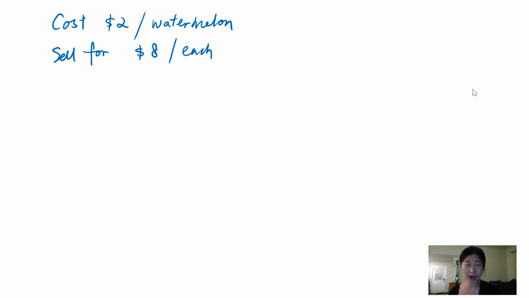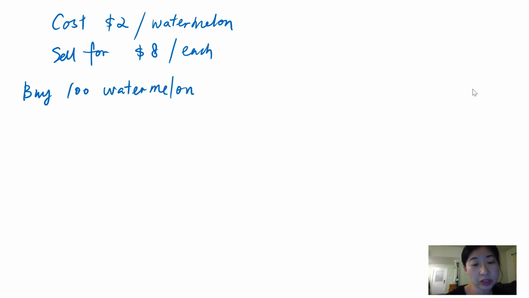So already you have two different prices. We buy low and sell high, which is what most companies do in order to make a profit. So let's say today we are buying 100 watermelons. That's gonna cost us 100 times 2, so $200. And to record this, let's say we bought it on credit.